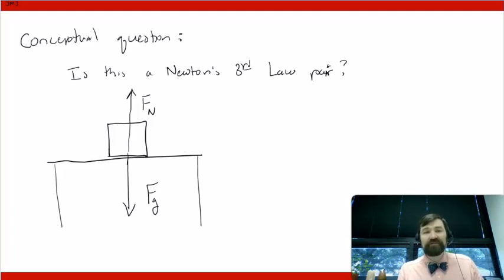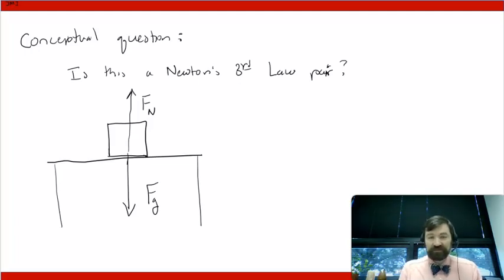So the follow-up question might be, what is the Newton's third law pair for each of these two forces? Because there must be one for each. Again, you might want to pause the video, try to answer that, and then start it back up to get the answer. So go ahead and pause.